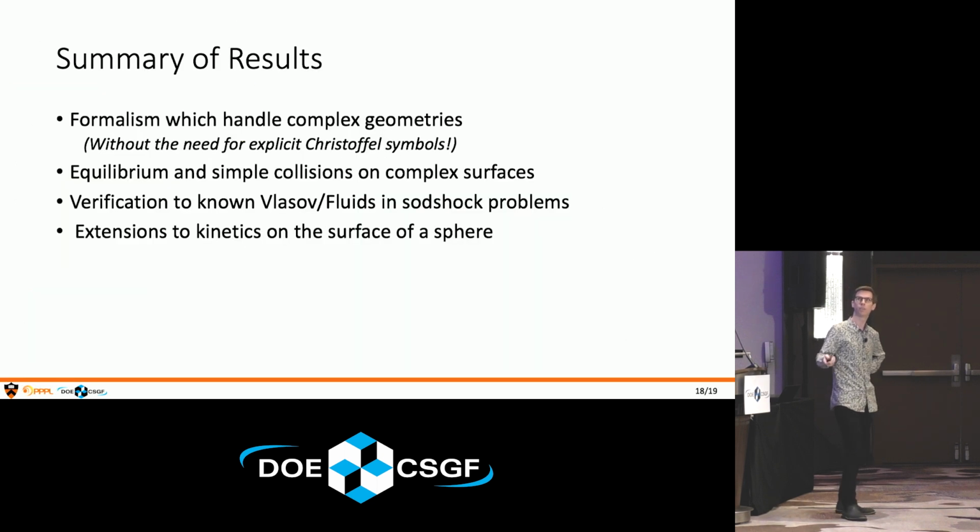So a summary of results: we've come up with a formalism that explicitly handles complex geometries without the need for the Christoffel symbol. If you recall, we have the surfaces. You could imagine a Christoffel symbol has a bunch of coefficients on it that all need to be expanded in the same form. So coming up with that expansion can be quite onerous. So avoiding that is a good benefit of our scheme. We have an equilibrium, and we can calculate simple collisions on the surface. We verified our solutions to known Vlasov and fluid shock problems. And then finally, we've extended these kinetics to the surface of a sphere.